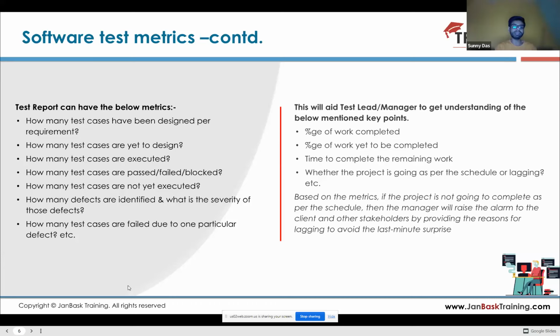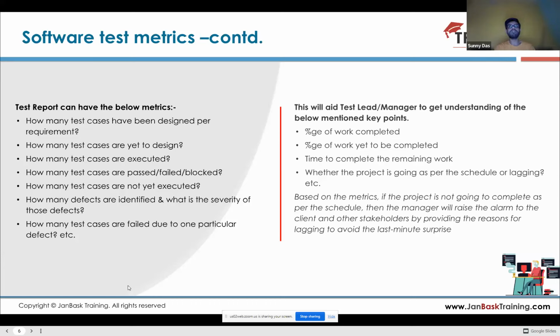So how many test cases are executed? What is the time you are taking to execute those test cases? How much more time will be required to test the rest of the test cases? Then, how many test cases are passed? How many test cases are failed? How many test cases are blocked? How many test cases are not yet executed? How many defects are identified and what is the severity of those defects?